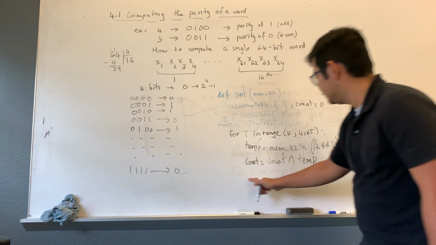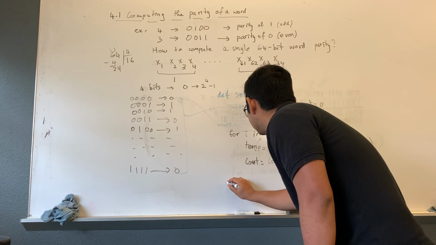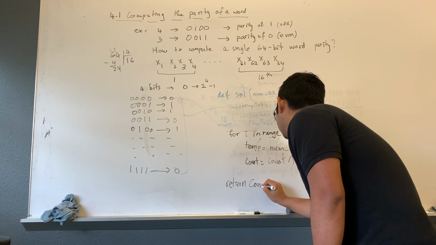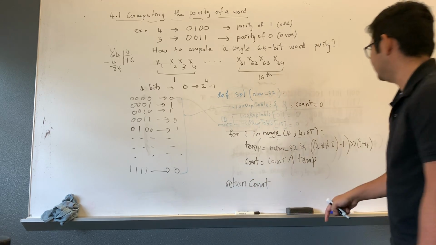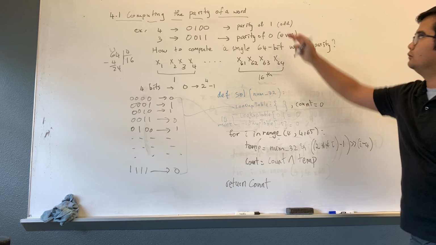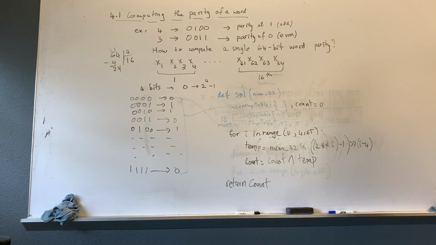After that, you will return count. Count will either be 0 or 1, and 0 would be even parity, 1 would be odd parity. Yeah, that's about it. Let's analyze this time complexity.